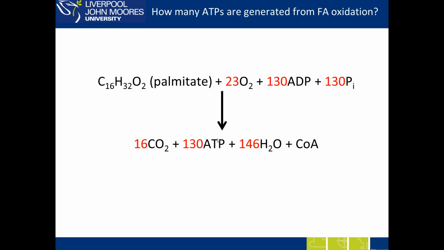As you've seen, we need to undergo lipolysis, the carnitine shuttle, as well as beta oxidation before we enter those more oxidative processes like the TCA cycle and the electron transport chain. So although it's a slower process, it actually enables us to generate a huge amount of ATPs. So 130 ATPs we can generate through oxidation of palmitate.